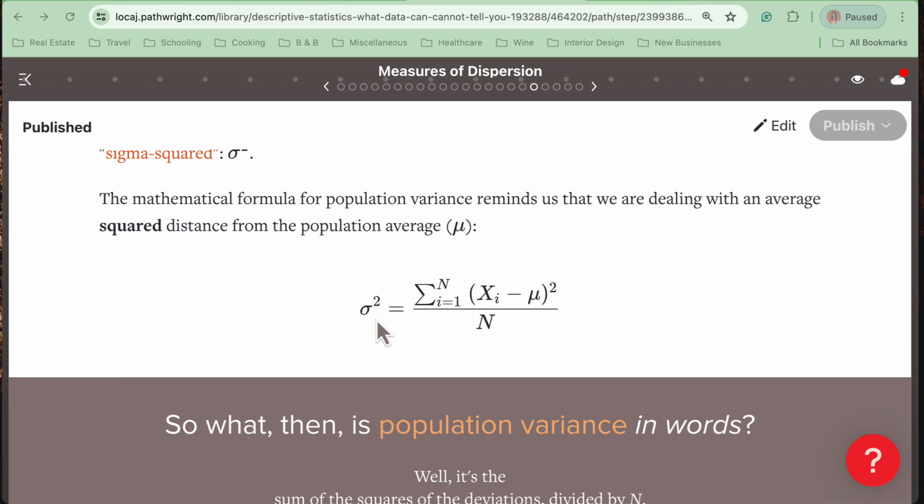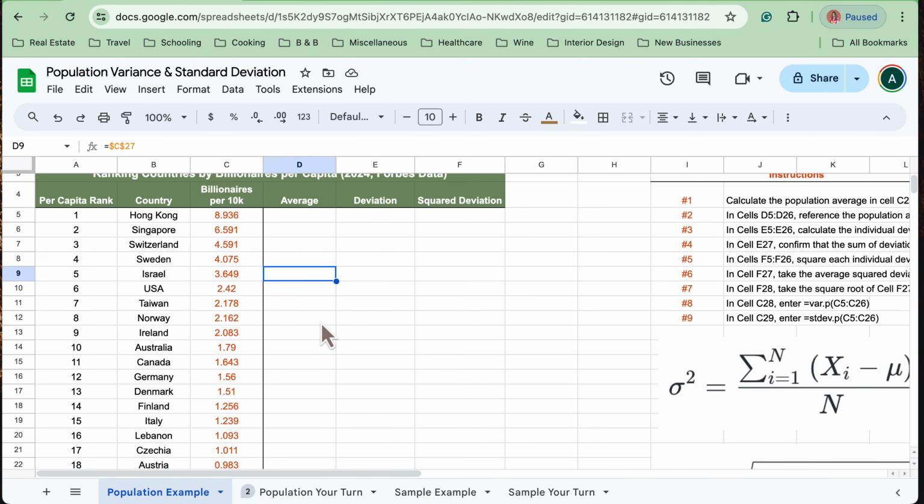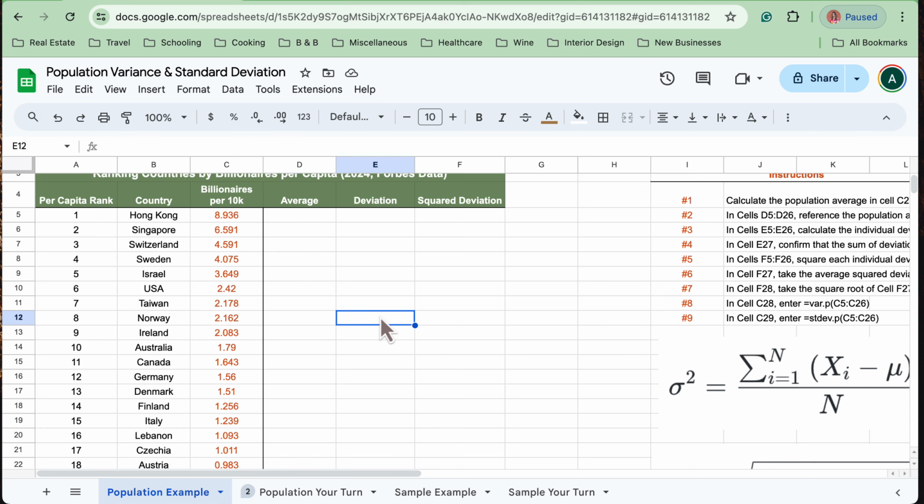Now, let's take a look at an example together. This is real data on billionaires by country, and we're looking at billionaires per capita. We're going to give you a chance to get in and play around with this and make your own population variance and population standard deviation and all that good stuff. By the way, how do you do that? Well, we make the link available to you within the class, and you're going to go down to File, make a copy, and then you'll be off on your merry way and you can play around with this.